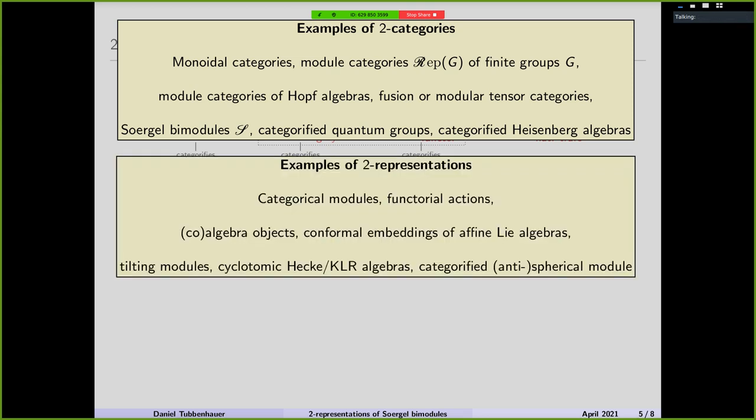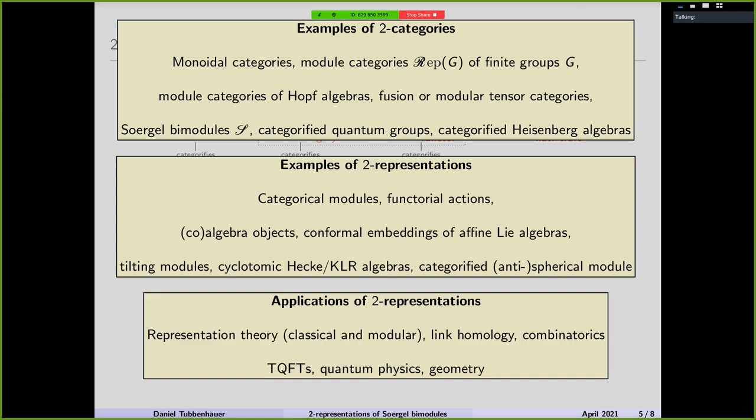And you all have seen categorical representations at one point in your life. For example, the tilting modules, or basically the LLT algorithm, in some sense is a 2-representation, which you also have seen in Katarina's talk. And there are a lot of applications of 2-representation theory. It has become very popular nowadays in modular representation theory. Basically, the whole story about the p-canonical basis originates from the Soergel category categorically acting on a nice category of tilting modules, and you have applications to link homologies, so you can construct link homologies using TQFT, using 2-representations. Just to give you a broad overview.